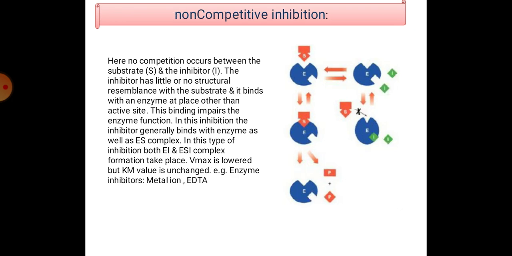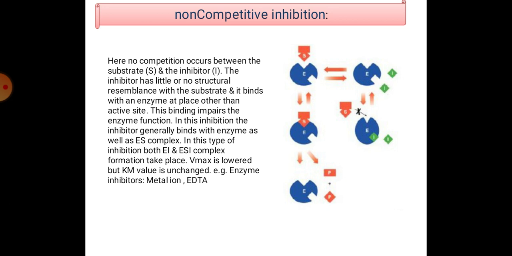Second type of inhibition is non-competitive inhibition. Here no competition occurs between the substrate and the inhibitor. The inhibitor has little or no structural resemblance to the substrate and it binds with the enzyme at a place other than the active site. This binding impairs the enzyme function. In this inhibition, the inhibitor generally binds with the enzyme as well as the enzyme substrate complex. In this type of inhibition, both EI, the enzyme inhibitor complex, and ESI, the enzyme substrate inhibitor complex, formation take place.